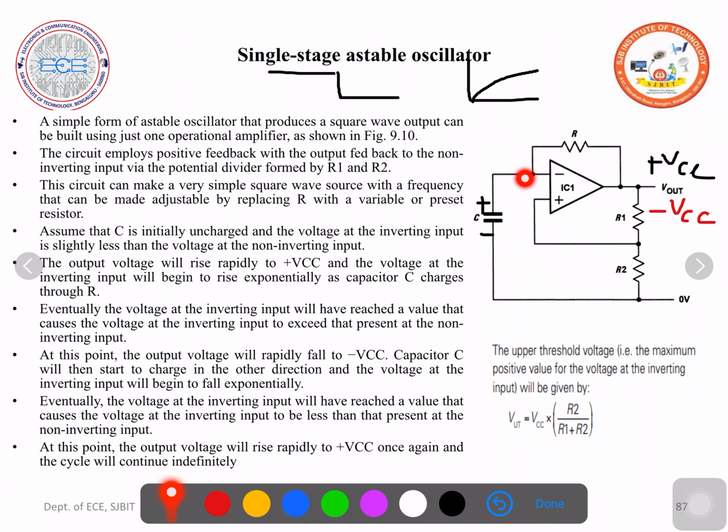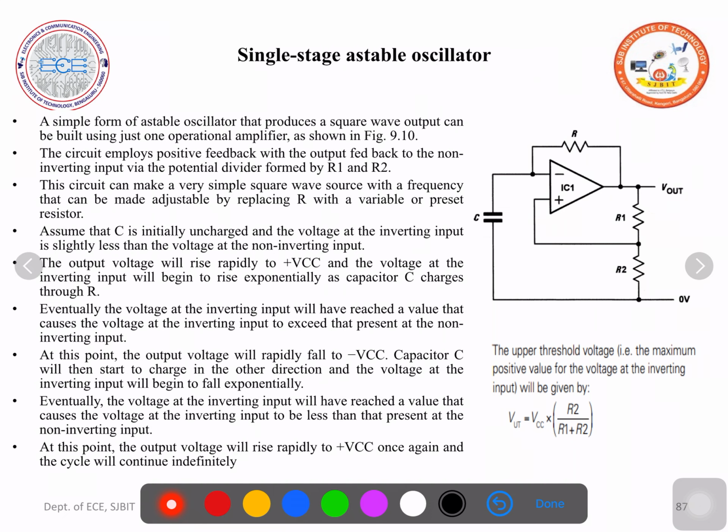That means the voltage at the inverting terminal starts to fall. If the voltage at the inverting terminal starts to fall, and if it becomes less than the voltage which is present at the non-inverting terminal, now the output voltage changes to plus VCC. This repeats. So you will get a continuous square waveform. This is the output of a single stage astable multivibrator.